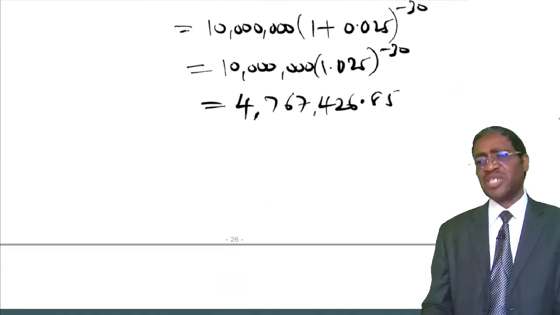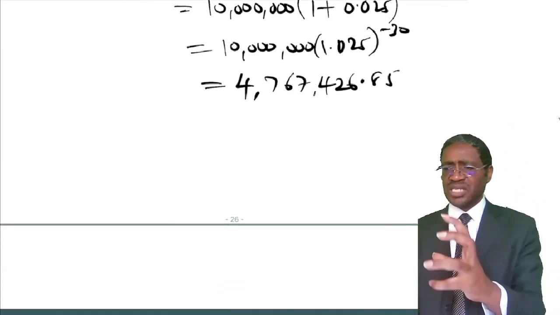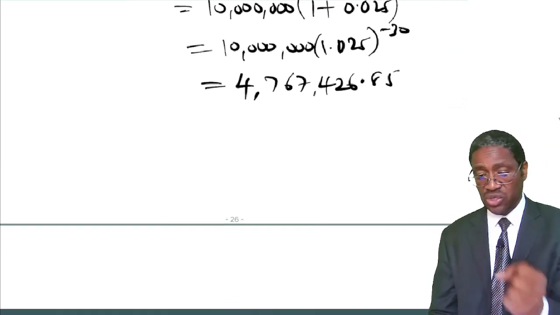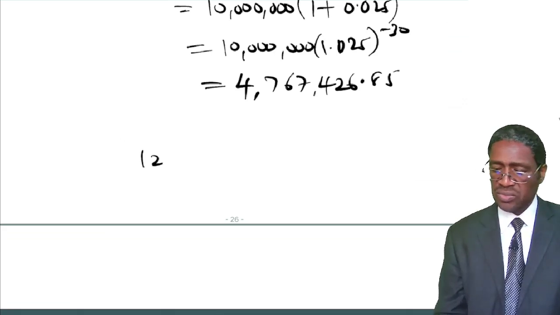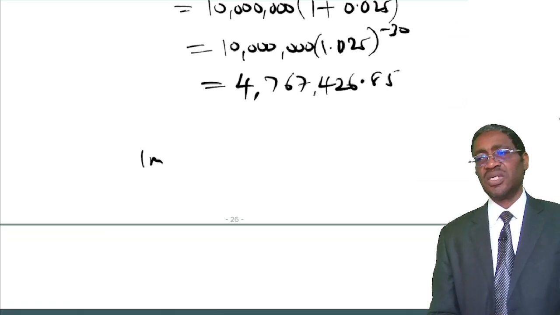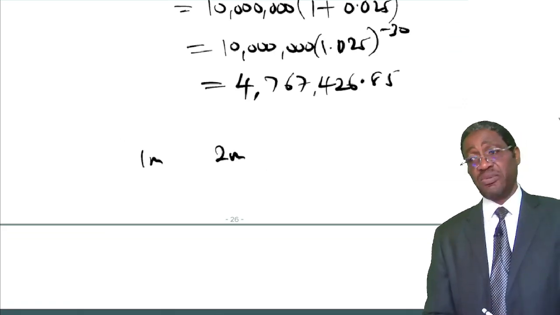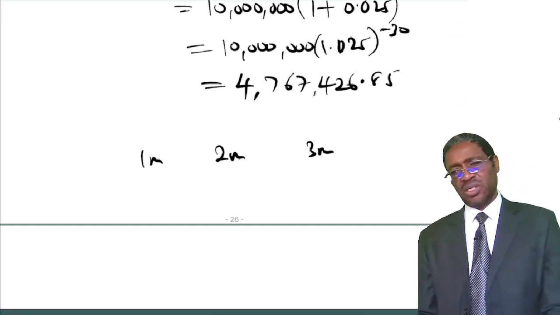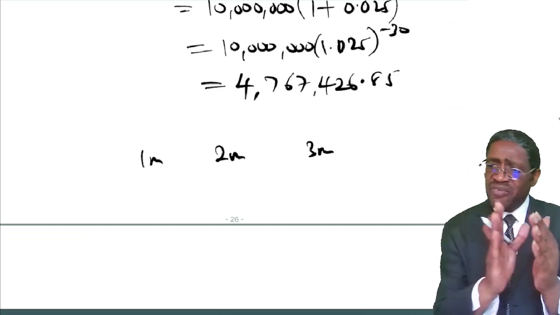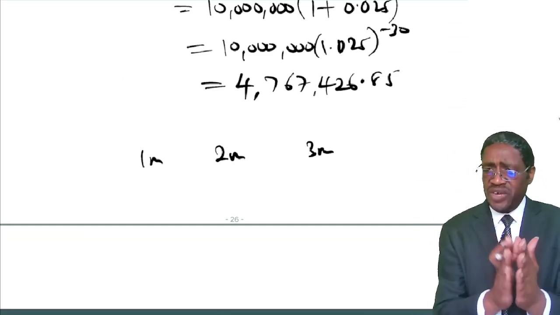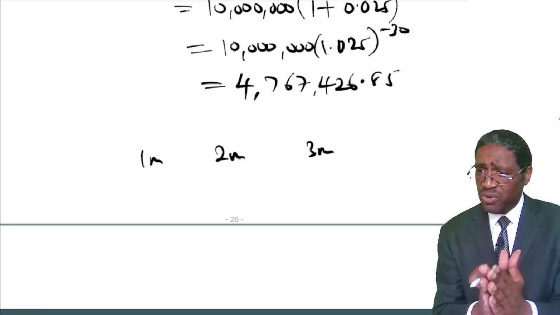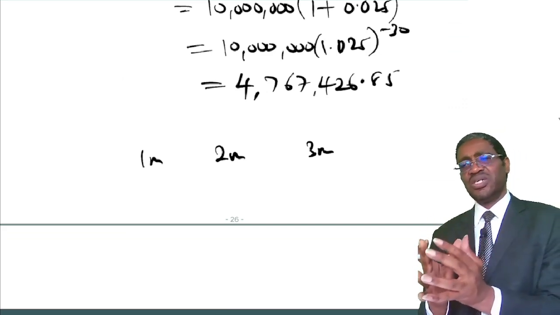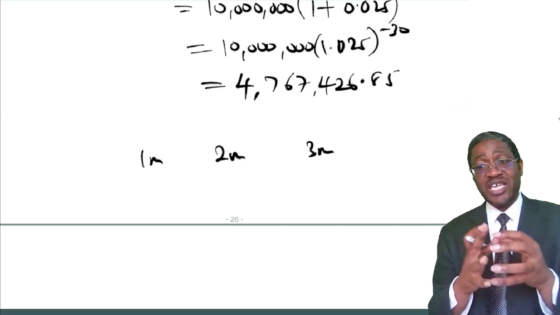Now, sometimes, listen, as an investor, let us assume you will receive 1 million 1 year from now, you will receive 2 million 2 years from now, and you want to receive 3 million 3 years from now. So you want to know, how much should I invest now so that my investment will give me 1 million 1 year from now, another 2 million 2 years from now, and another 3 million 3 years from now. So how much should I invest now?